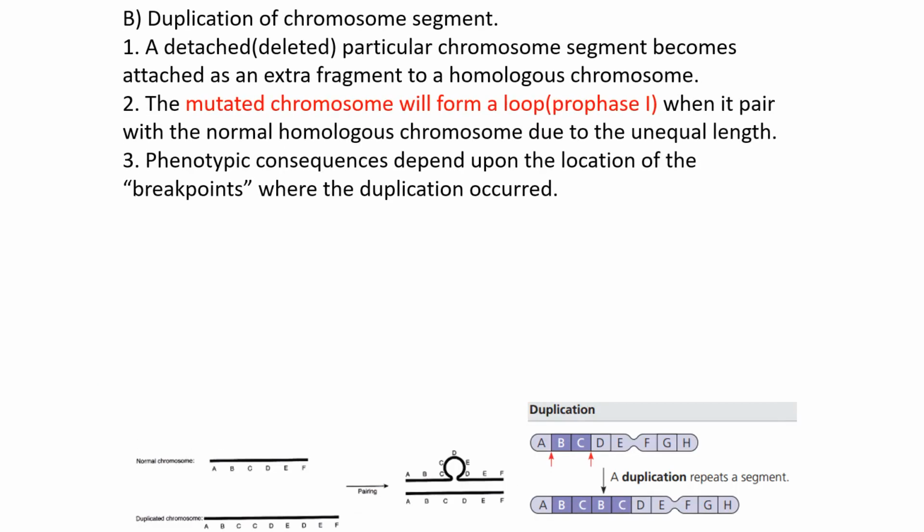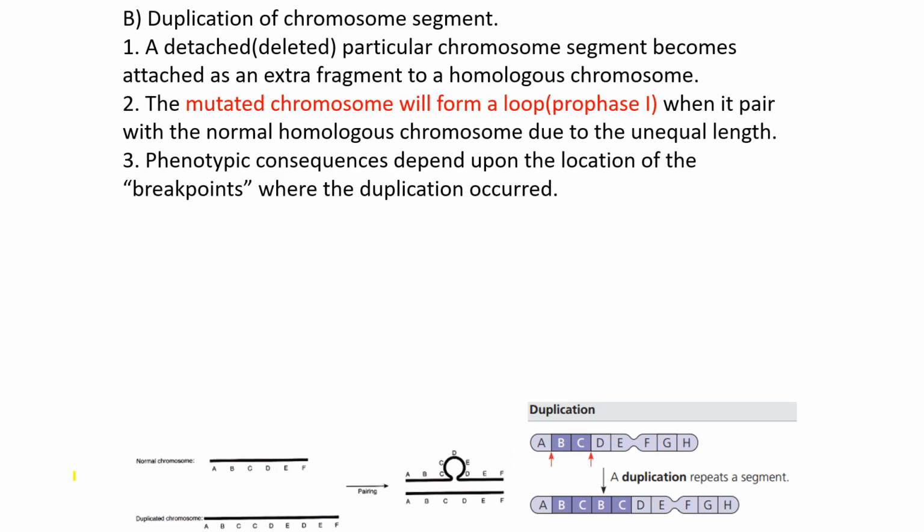Next is duplication of chromosome segment. Now a detached or deleted particular chromosome segment becomes attached as an extra fragment to a homologous chromosome. So earlier you have learned a part of the chromosome being deleted. Now that deleted segment will attach to the homologous chromosome. So the mutated chromosome will form a loop when it pairs with the normal homologous chromosome due to the unequal length.